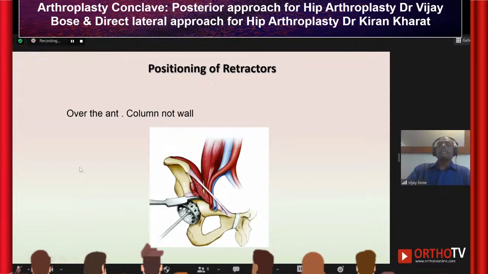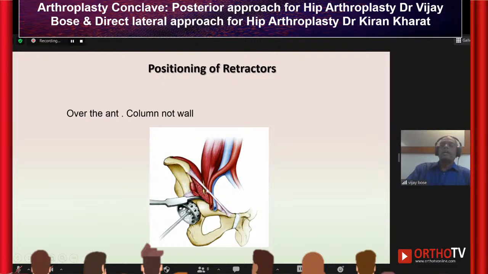Now, one point about the anterior Homans: it must be over the column, not the wall. A common mistake junior surgeons make is putting it over the wall, and when the assistant retracts, it breaks the anterior wall. So you must go at the region of the anterior inferior iliac spine. It must be over the column, not the wall. Once it's over the column, it's very safe.